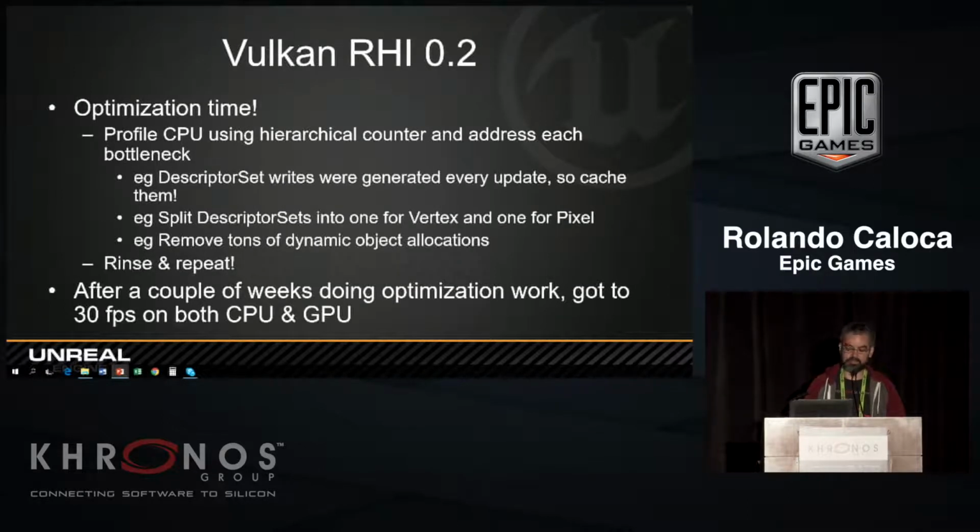This was first shipping the demo. Basically profiling the CPU with hierarchical counters, and for every bottleneck we found, doing optimizations. For example, we found the descriptor set writes were being generated every update, so we would cache those. We used to have a big pool of one descriptor set and then partition the vertex and the pixel. So we would be setting the whole thing, but this would cause some drivers to go through the slow path, so instead we split it into one set for vertex, one for pixel. Removed a lot of dynamic object allocations, et cetera, over and over. And then finally, we got it to 30, ready for the demo.